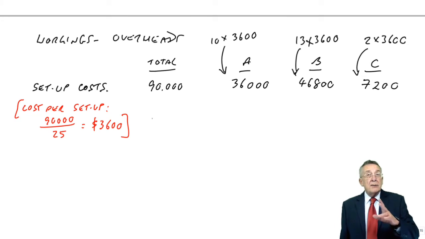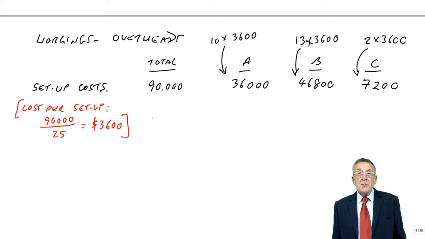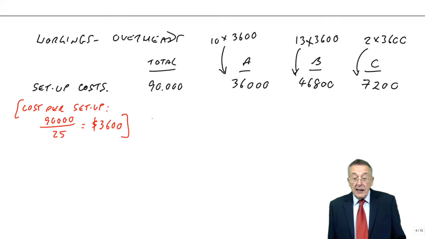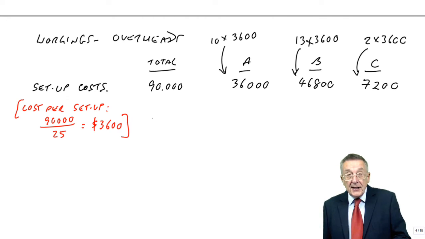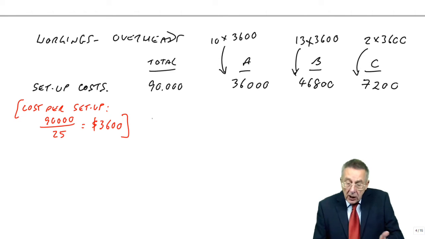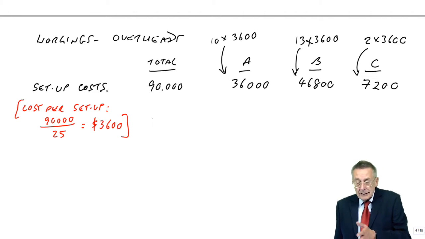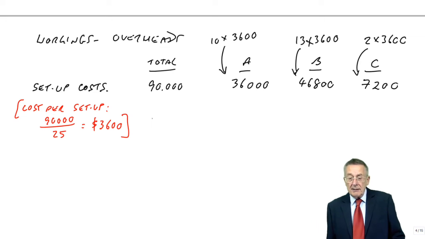Now, appreciate I haven't yet got an overhead cost per unit. I'll save that till the very end. If you wanted a cost per unit, you could write it down that A, you see, it's 36,000 in total for setups. A is 20,000 units produced. 36 divided by 20, it'd be $1.80 per unit. But I'm not going to do that yet. I'll wait until we get to the end, and then we will arrive at a total overhead cost per unit.